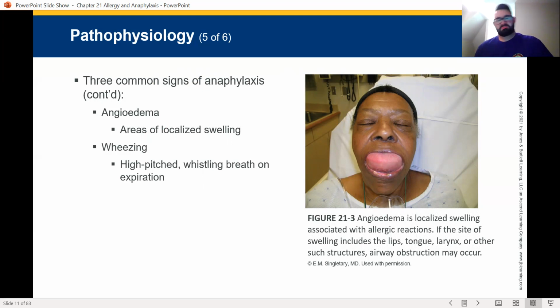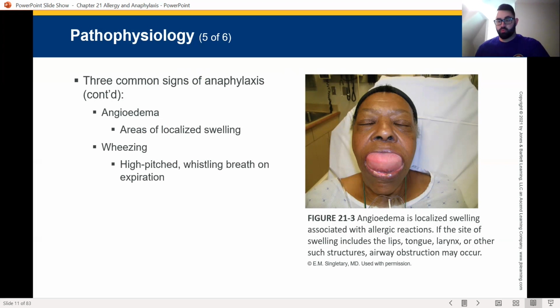So angioedema, I can call it a very common sign, but their face and their inner airway here can swell. So that is an issue. That could become an airway obstruction very quickly. So we need to make sure that patient's able to ventilate and oxygenate normally.